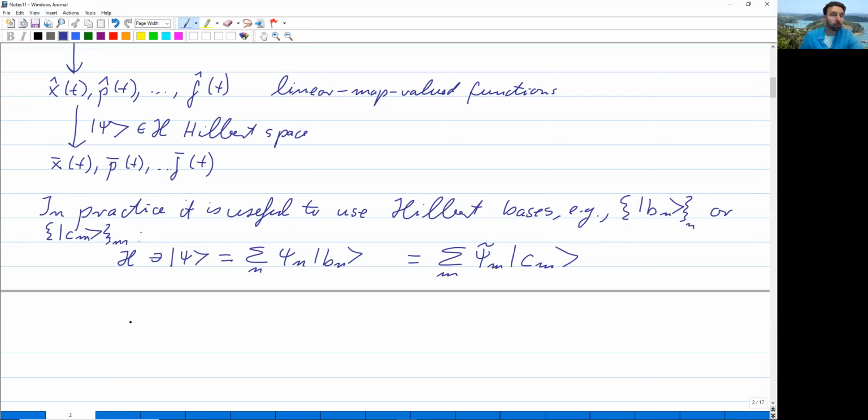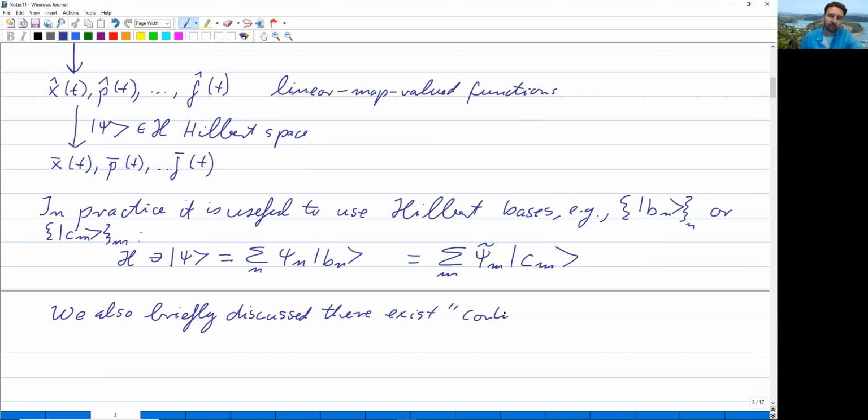All right, so we also briefly discussed, and more about that will come soon in the course, that there exist continuous bases.